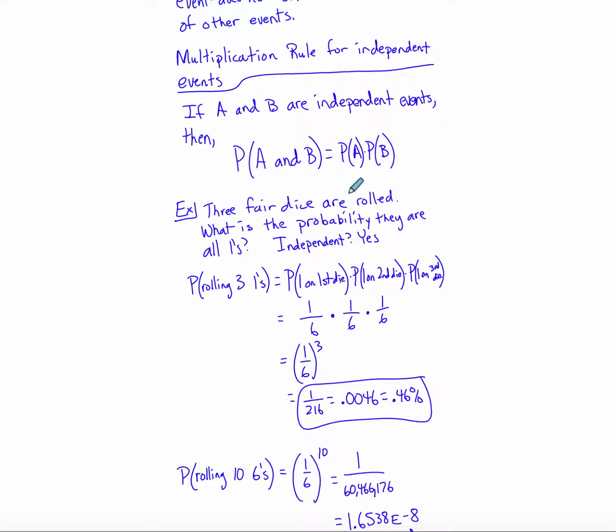Let's say we have 3 fair dice rolled. What is the probability that they are all ones? Here's an example where I wouldn't want to write it out, because I'd have to write out each way of getting 3 fair dice rolled.